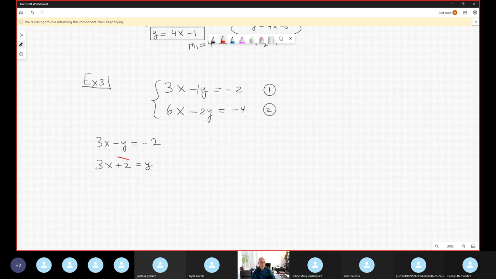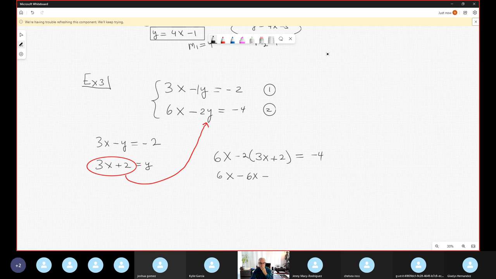Now I take this expression and substitute in another equation. Okay, by the way, is this right? Yeah. So 6x, I copy, minus two times something. This y you replace by the equivalent expression, is 3x plus two, equal negative 4. Okay, so we have 6x minus 6x minus 4, because you apply the property here, you multiply negative 2 times positive 3 is negative 6, and negative 2 times positive 2 is negative 4, is equal to negative 4.